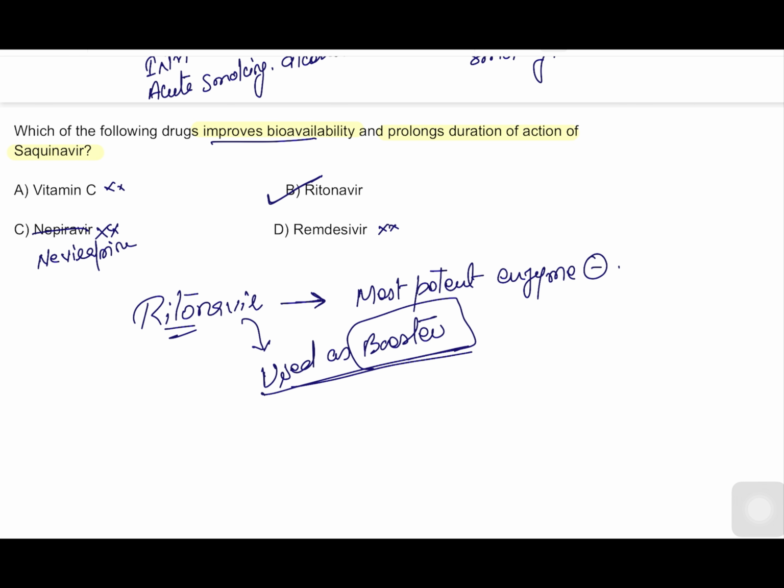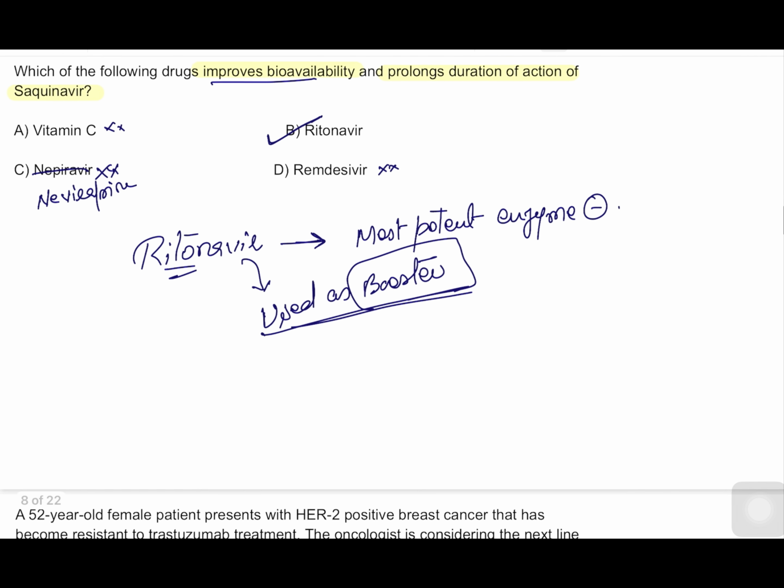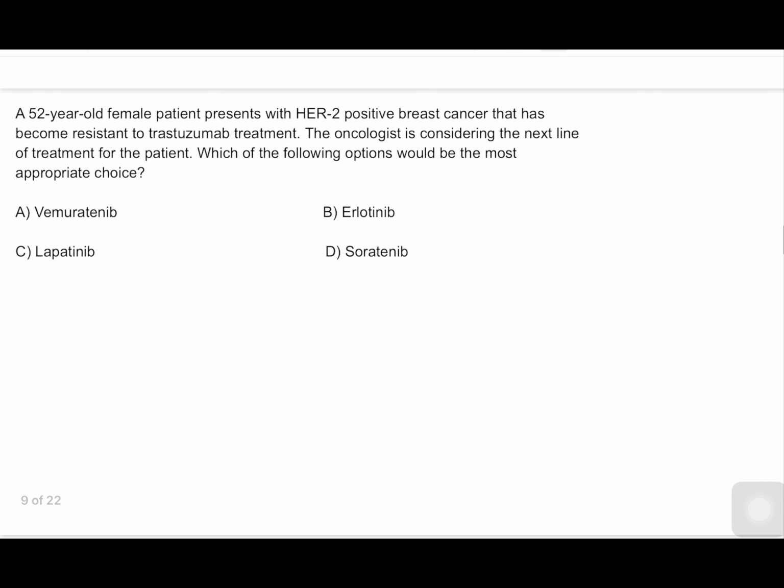So ritonavir is a most potent enzyme inhibitor. That's why it is used as a booster with other types of protease inhibitors. So it will increase their activities.